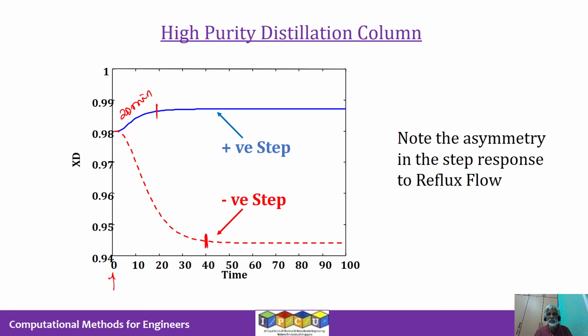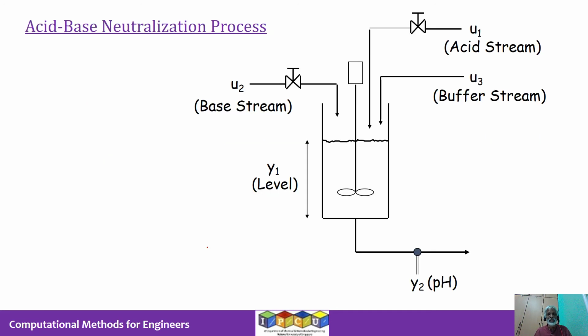So this is an example of a high purity distillation column. This is another example where we have an acid-base neutralization process. So you have an acid stream, you have a base stream, and then sometimes you have a buffer stream, right? And in this particular case, we are looking at two output variables.